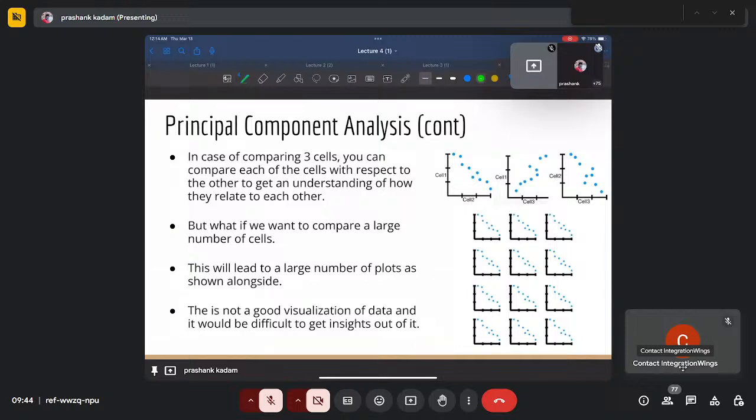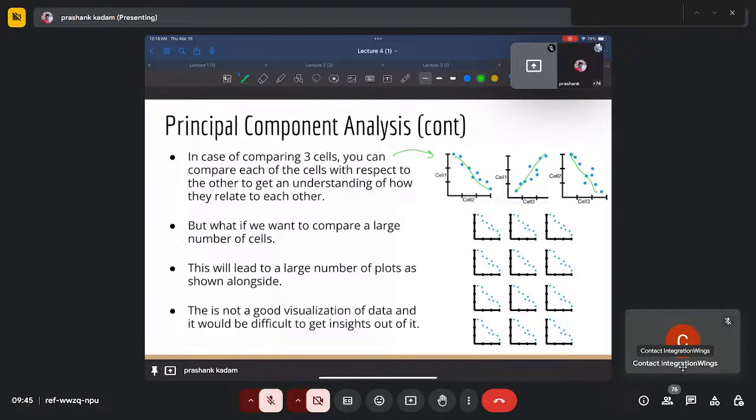So in a given plot, you compare only 2 cells, right? So if you have 3 cells, you can see here we have 3 distinct plots. Cell 1 is compared to cell 2, cell 1 compared to cell 3, and cell 2 compared to cell 3. So here you see an inverse correlation. Here you see a positive correlation, again inverse correlation. So that is fine. Now in case we have 3 cells, we can have 3 plots.